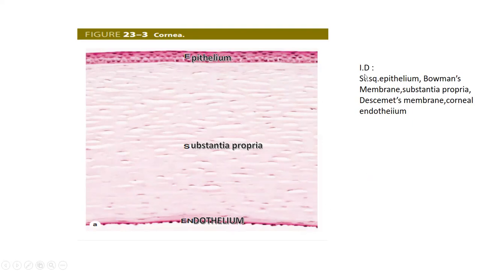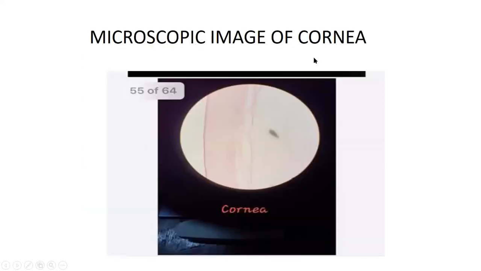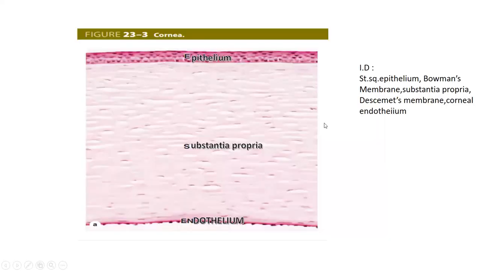So here on one side I have written the special identification points of the cornea. So what are these ID points? They are stratified squamous epithelium, Bowman's membrane, substantia propria, Descemet's membrane, and corneal endothelium. There's a special arrangement: outermost there is epithelium, stratified squamous non-keratinized, and innermost there is endothelium, and in between there is stroma. So you can easily recognize this slide.